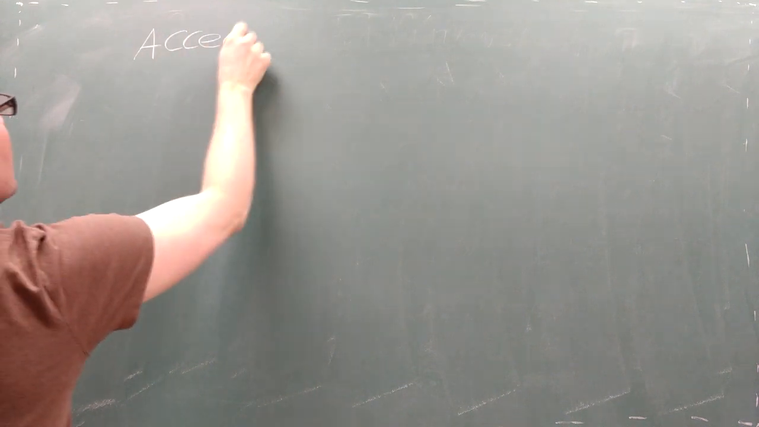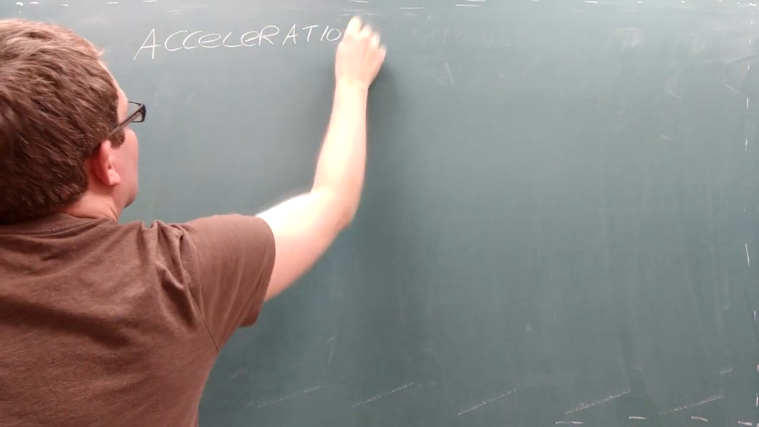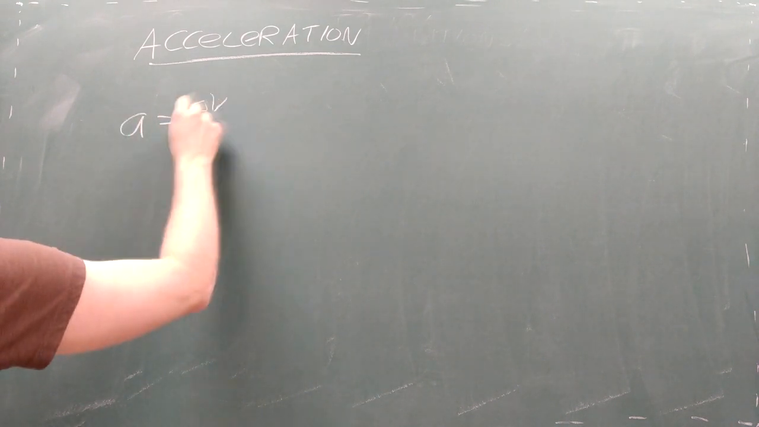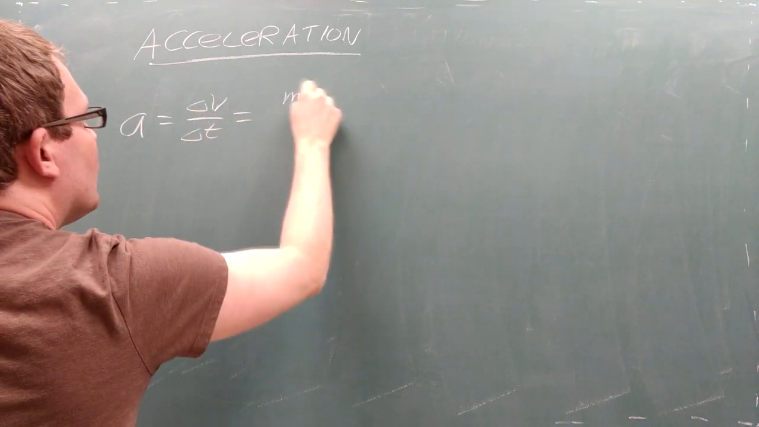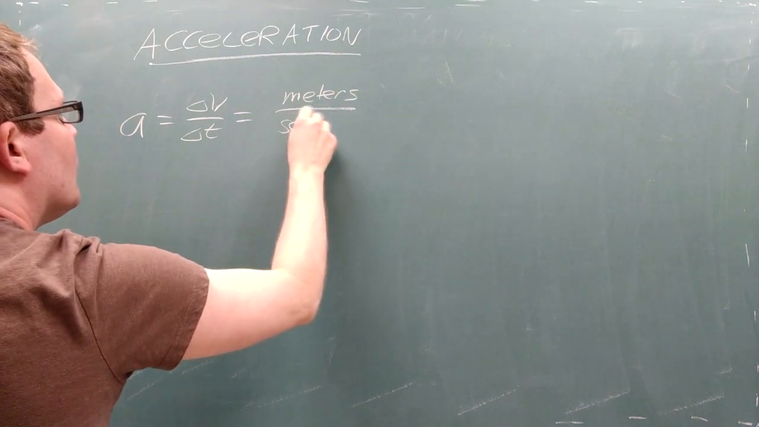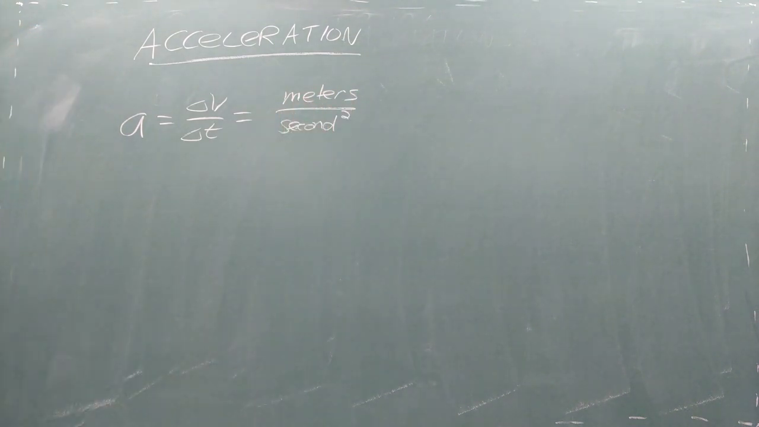Acceleration is the result of a force that causes an object's velocity to change. The higher the acceleration, the more the velocity changes. Acceleration has units of meters per second squared, which indicates how much an object's velocity changes during a given amount of time.